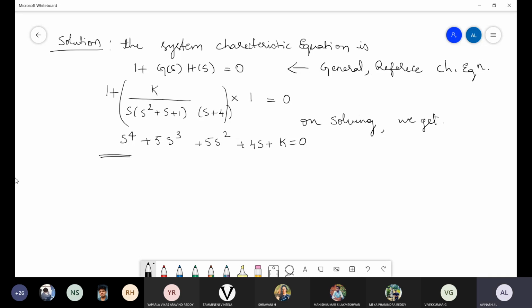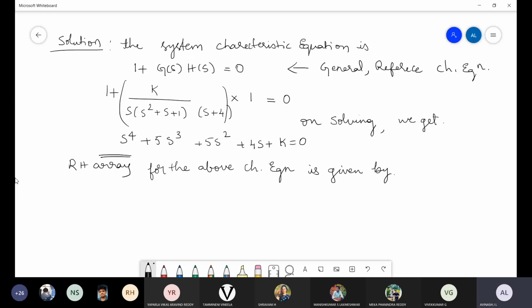Fine. So you can get this one. So now after this particular process, we can go for this one, the root array. I can write that RH array for the above characteristic equation is given by. So now we need to write the RH array.